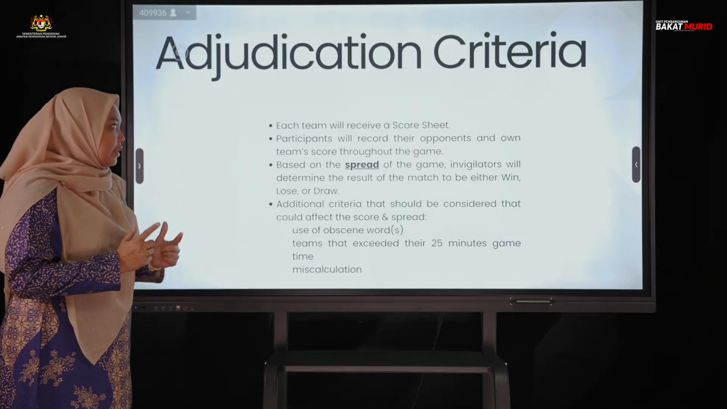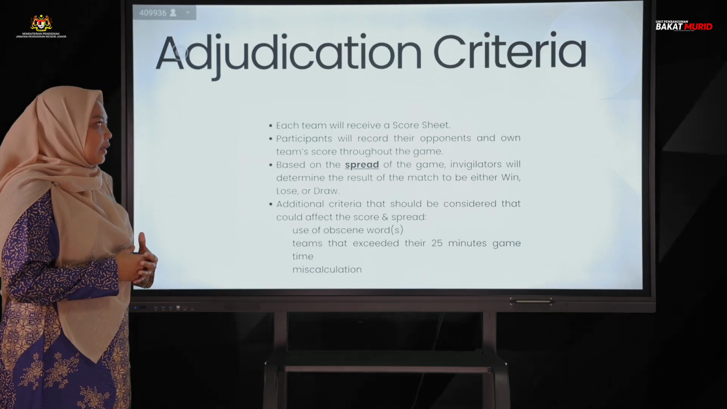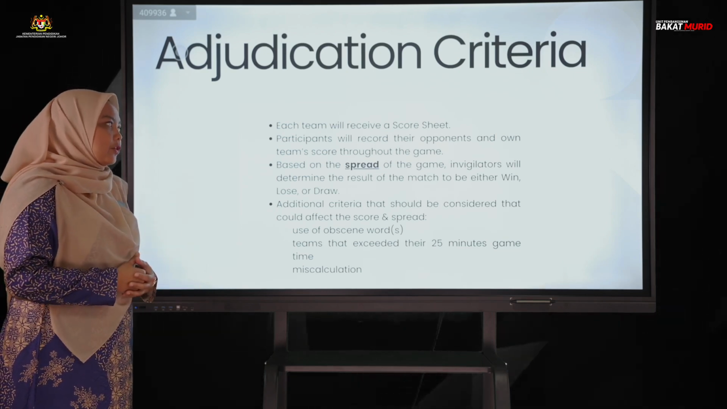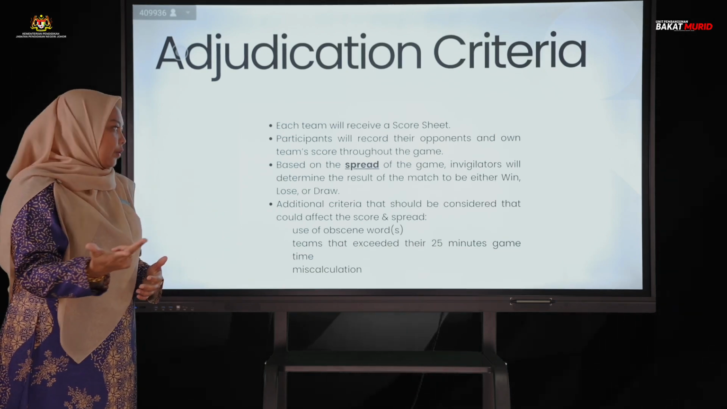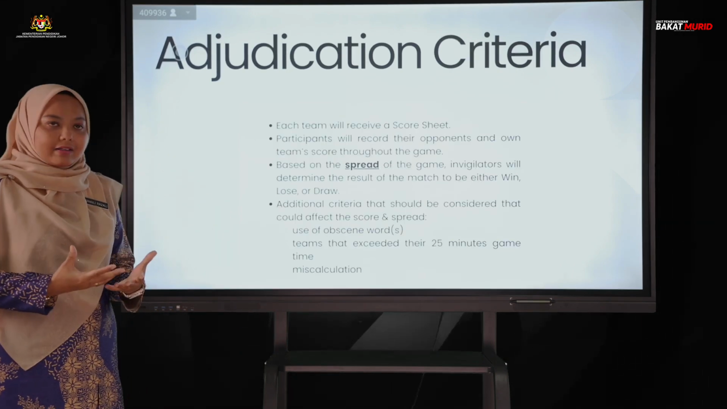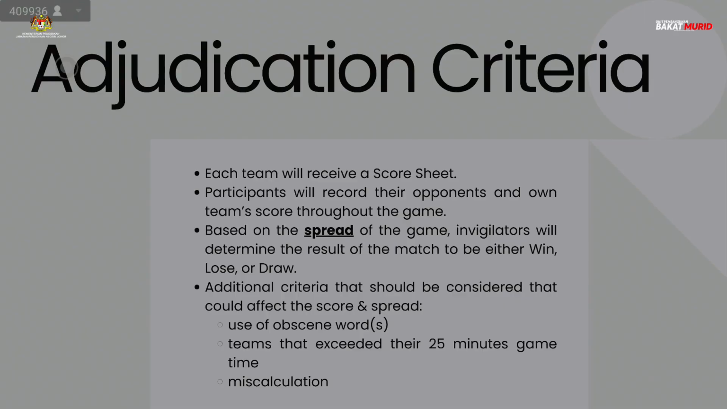Let's look at these criteria. Each team will receive a score sheet at the beginning of the game. It is very essential for students to record their opponent's and own team's score throughout the game. Based on the spread of the game, the invigilators will determine the result of the match to be either win, loss or draw. Additional criteria that could affect the score and the spread: first, you are not allowed to use any obscene words. Second, teams that exceeded their 25-minute game time and also miscalculation.